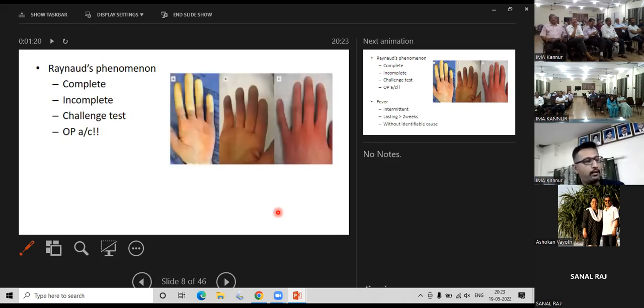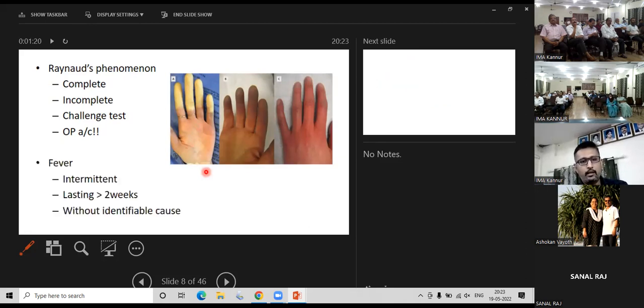So these are three pictures showing Raynaud's phenomenon. One is the blanching, the cyanosis, followed by erythema, and then finally it clears. Some patients may have only blanching, in which case it is known as incomplete Raynaud's phenomenon. Another common symptom is fever, which is usually intermittent. It lasts longer than 2 weeks, and multiple investigations might not show a proper cause for infection.